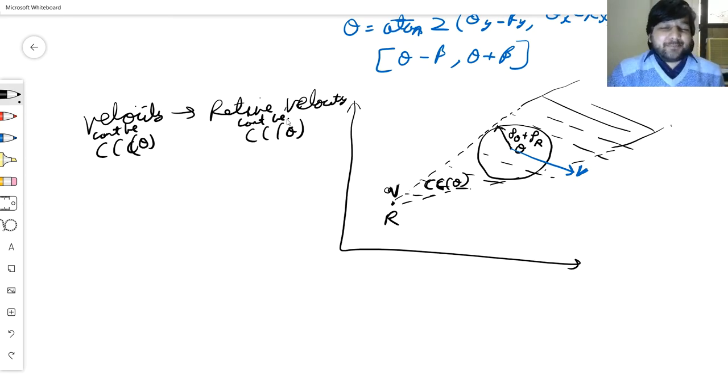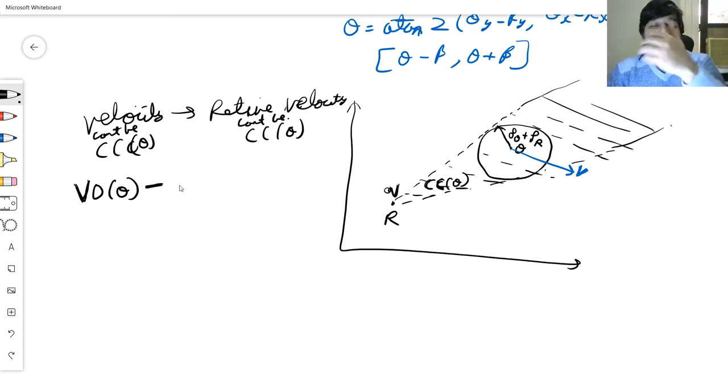I say relative speed cannot be collision cone of O. So what is the relative speed? It is my speed minus the speed of the obstacle. So I'm defining speeds of all velocity obstacles. All the speeds which lead to obstacles, or all the speeds which incur a collision, that's a set of velocity obstacles. Relative speed is my speed minus the speed of the obstacle.